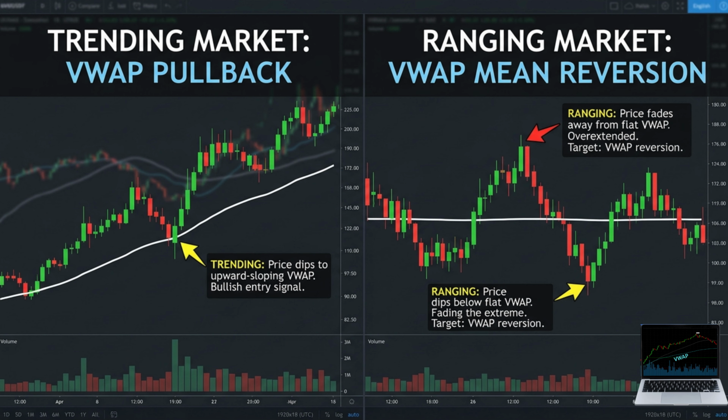The slope filter: avoid long trades if the VWAP slope is pointing downward, even if price is above it. A negative slope indicates the average price paid is decreasing. Pro tip: the failure trade. If price breaks below VWAP and attempts to reclaim it but fails, forming a lower high at the VWAP line, this is a powerful short signal. The VWAP then acts as a ceiling, indicating that institutional buyers are no longer supporting the price.